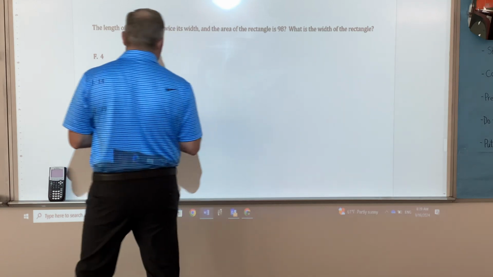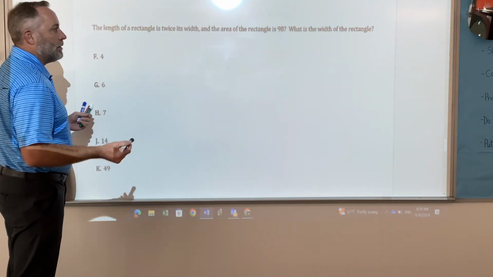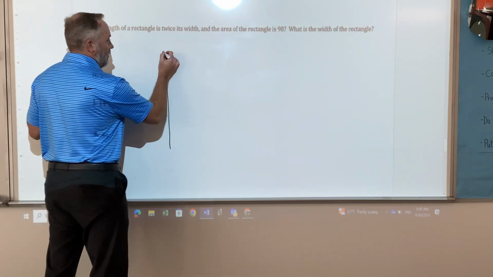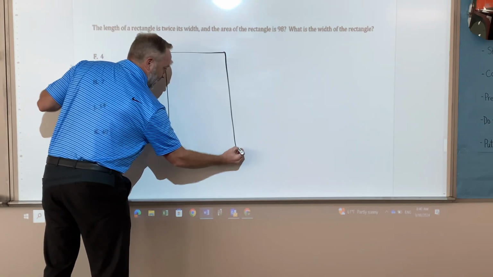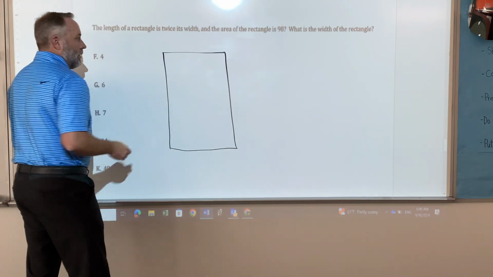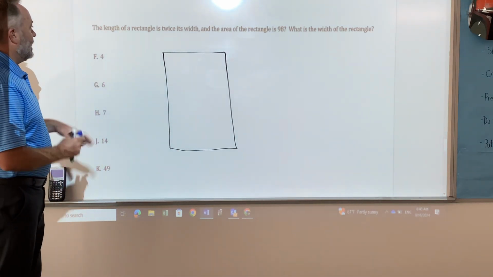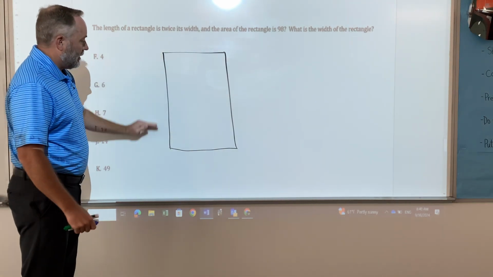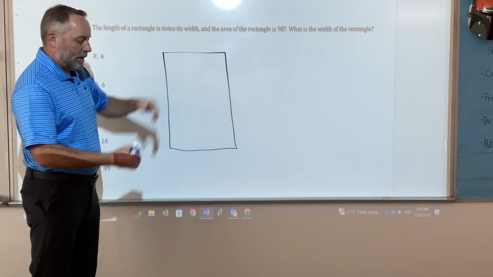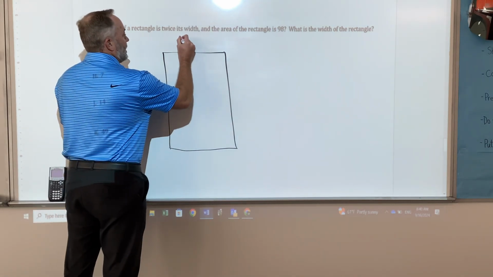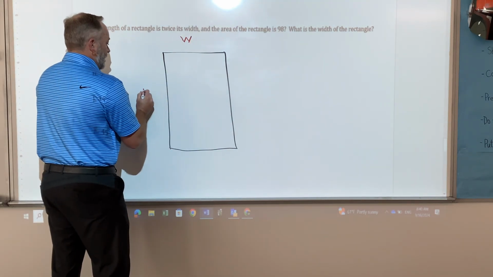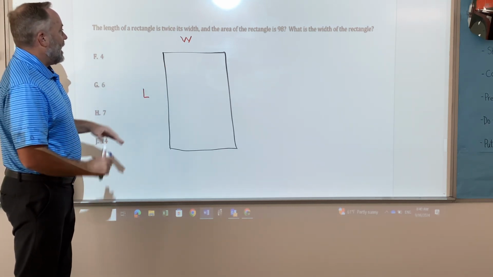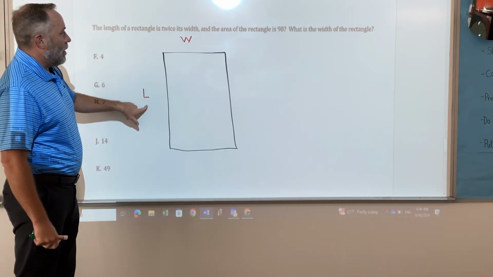Okay, so you can draw your rectangle either longer horizontally or longer vertically. It doesn't matter. I'll draw this one longer vertically, and you don't need to worry about the dimensions really, but it says the length of a rectangle is twice its width. So if we call this the length and this the width, I'll go ahead and label that just to keep things straight. It says that the length is twice its width.